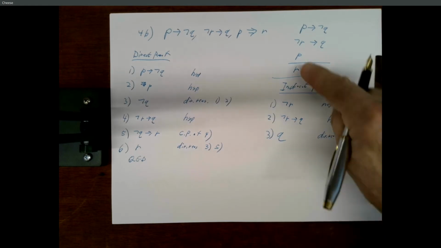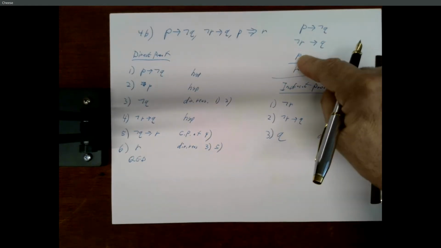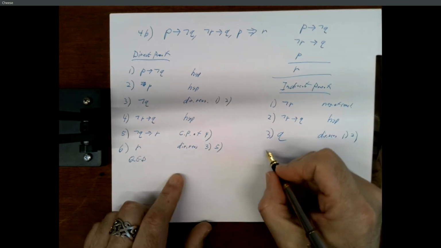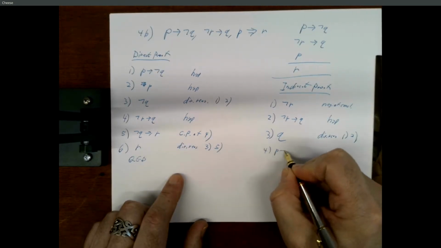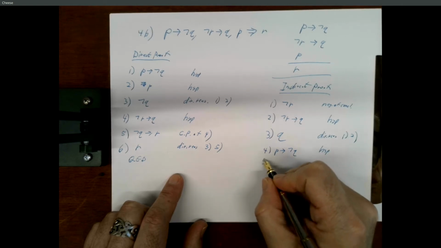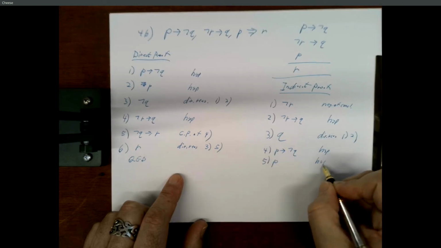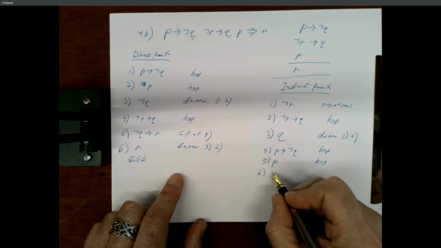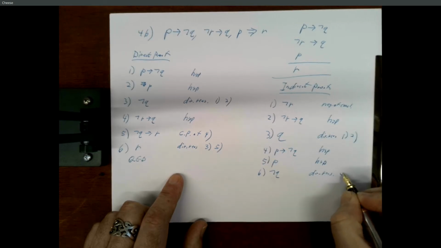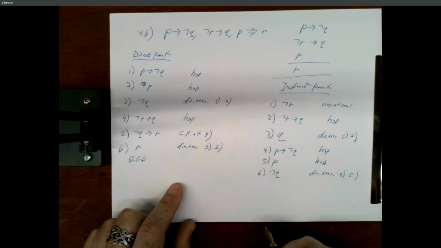Well, we also know that P implies not Q and P is true. So we can repeat the first 3 steps that we had in our direct proof. We can say P implies not Q. That's a hypothesis. And P, that's a hypothesis. And we can combine those with direct reasoning and say not Q. And that's direct reasoning on 4 and 5.